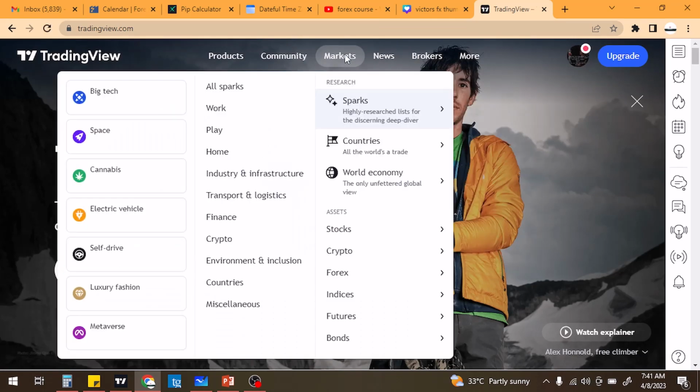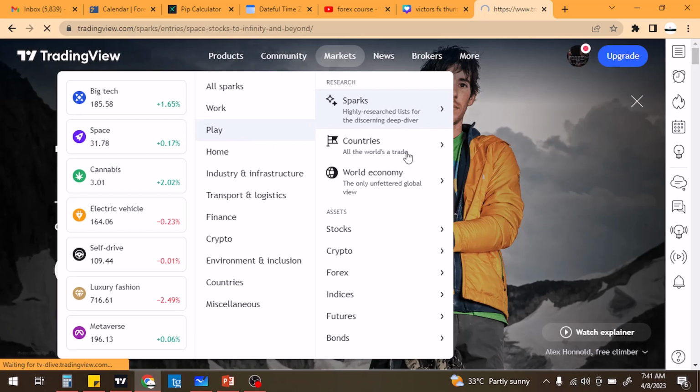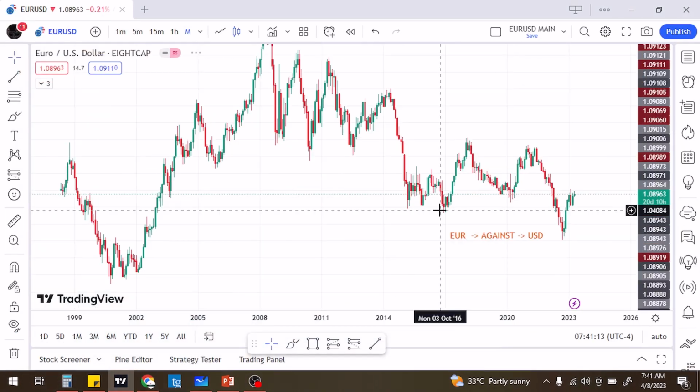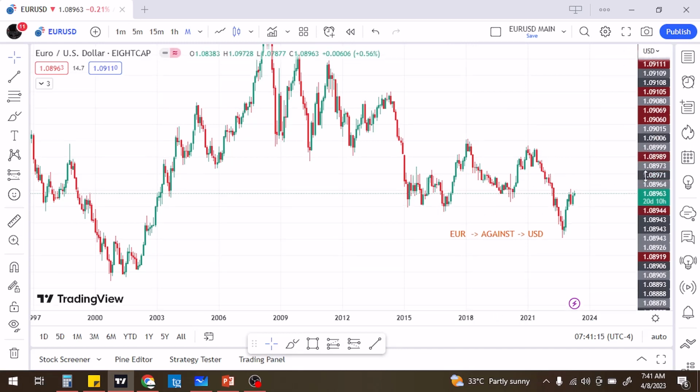Now this is the TradingView site. So you could just go ahead and search for any market you want to search for, and you could just get started by viewing the market. Okay, so we're just going to jump right into the trading stuff.